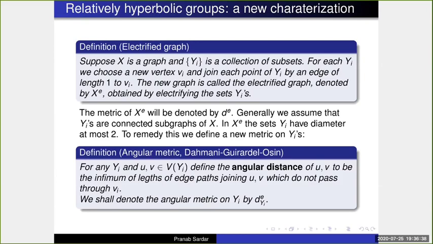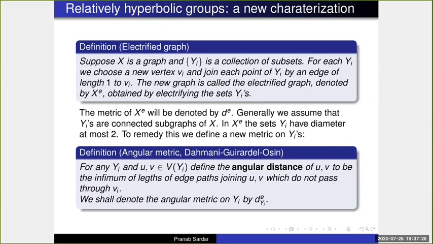If I have vertices u, v inside the vertex set of Yi, you consider all the paths in X^e that join u and v but do not pass through the vertex Vi. Yi is a subset of X, and every vertex of Yi is joined to Vi by an edge of length 1. So I want the paths joining u and v to avoid that vertex. This is going to give you a new kind of distance, which we call the angular distance of u, v. This will probably be bigger than 2, of course, and we will call it the angular metric.